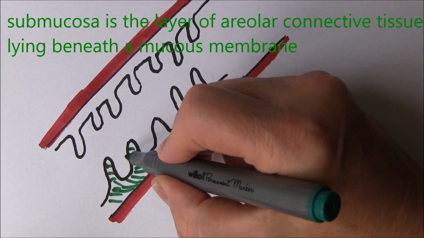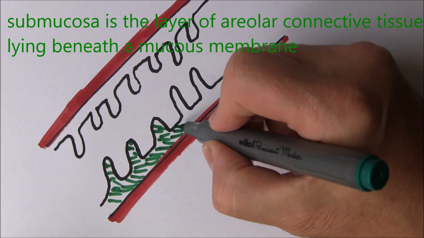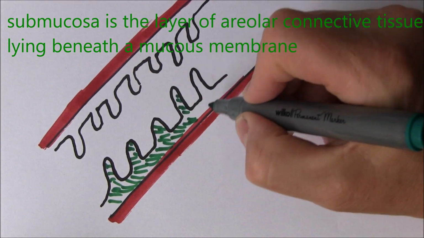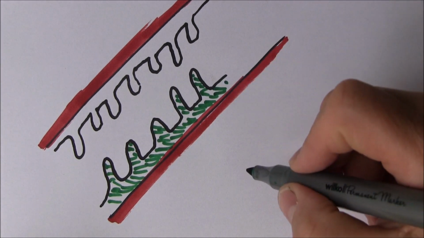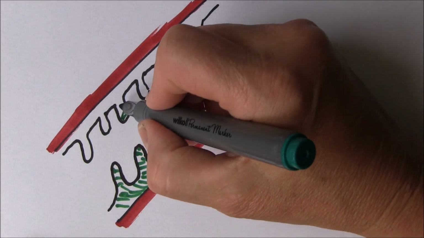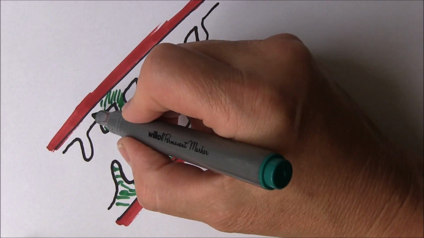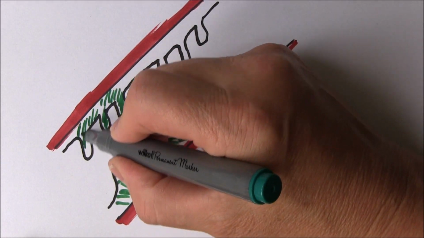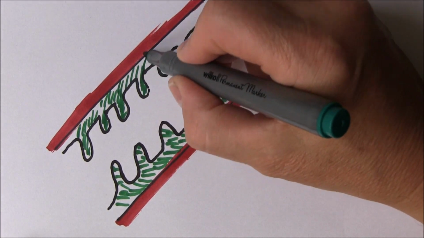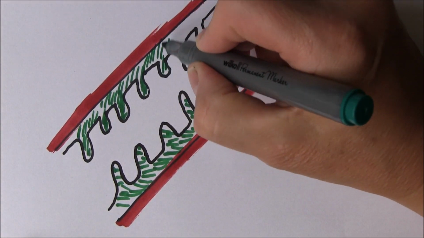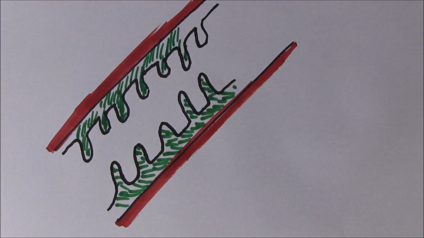And the submucosa is so important because it contains the blood vessels which are going to collect the absorbed nutrients. And the venous branches are going to go to the liver via the hepatic portal vein. The lymphatic branches are going to go into the lymphatic system to be drained back into the blood separately. So there we have the submucosa.